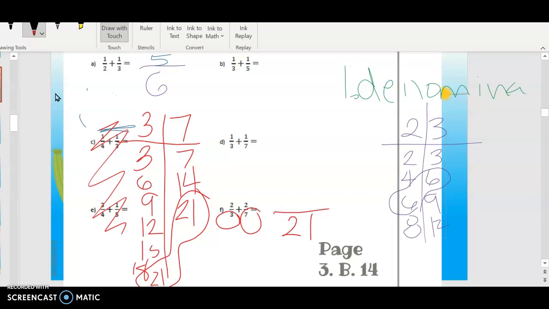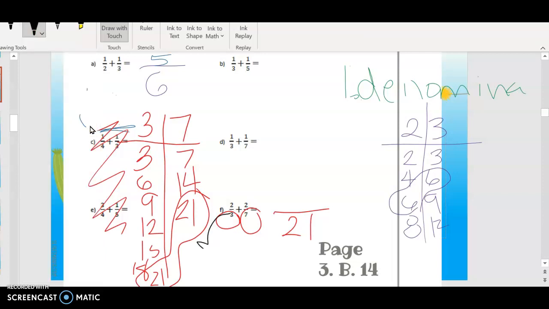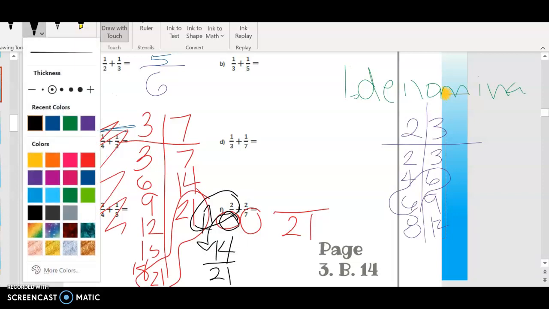Now I have to change these two fractions so that they equal something over 21. So what am I going to multiply the 3 here by? What am I going to multiply that by to get 21? I'm going to multiply it by 7, right? And if I multiply the bottom by 7, what do I have to multiply the top by? Also by 7. So this is what I'm going to multiply. 2 times 7, and what do I get? I get 14. Nice work.